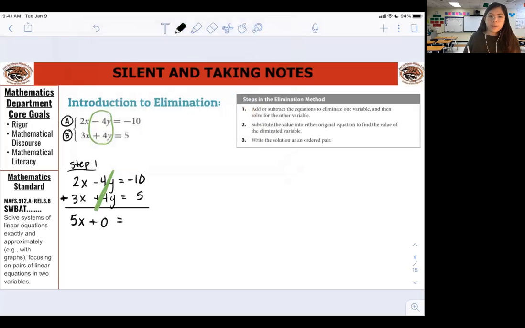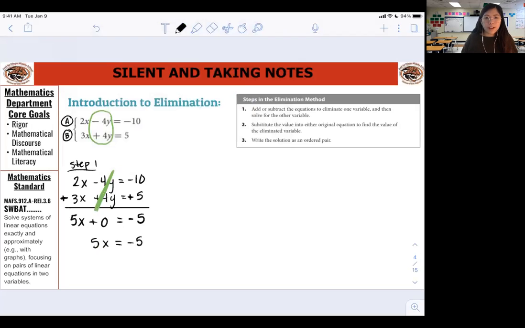And then -10 plus 5, what's that going to be? -5. -5, good. And if it helps you to just put a little plus sign in front of it to remind yourself that you're adding, that's also helpful as well. So here is my resulting equation. Now, since I have a 0, I can basically just write 5x equals -5.